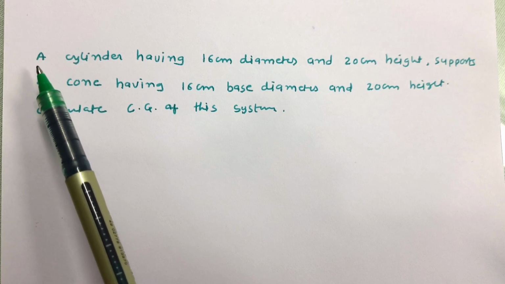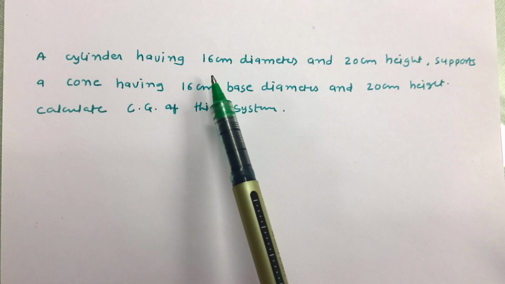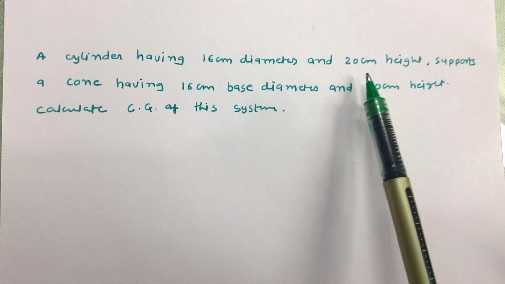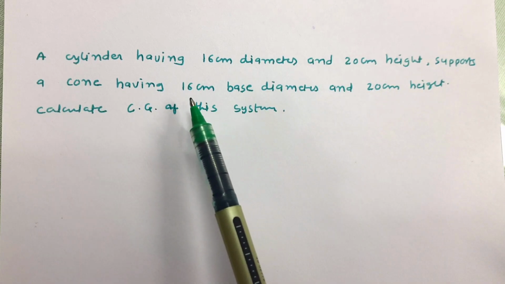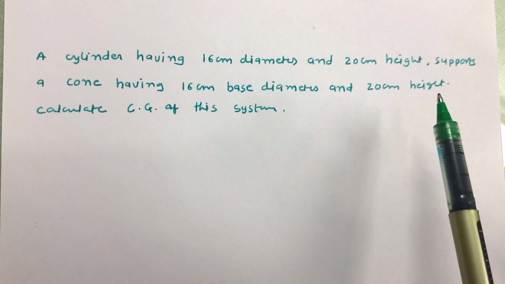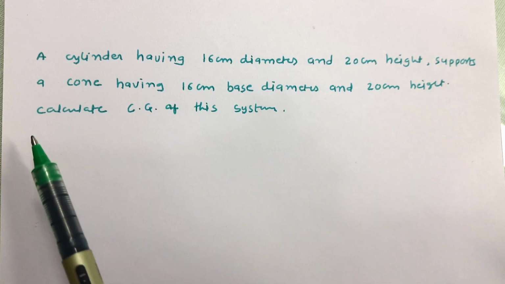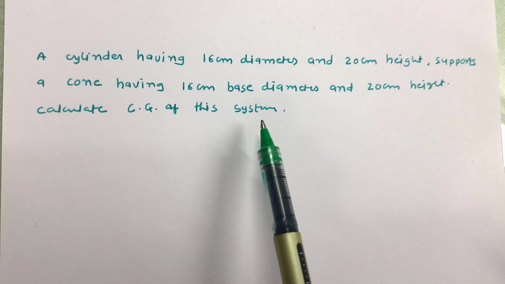So this is a similar problem. A cylinder having 16 centimeter diameter and 20 centimeter height supports a cone having 16 centimeter base diameter and 20 centimeter height. Calculate CG of this system.